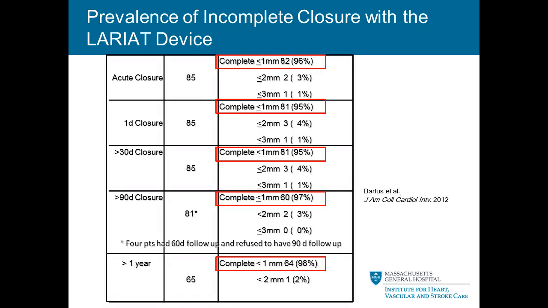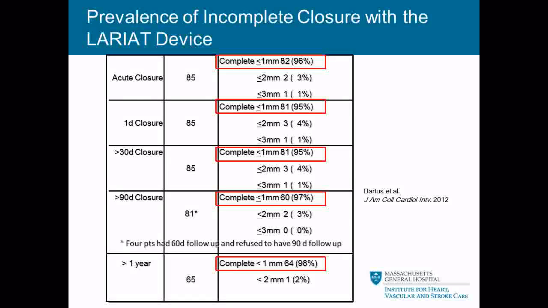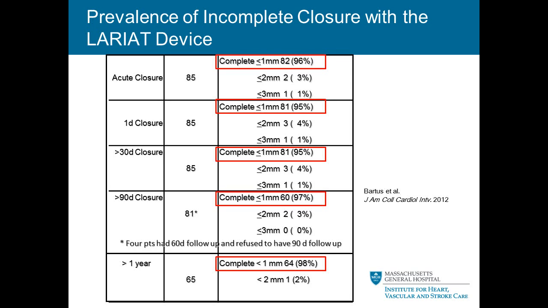We'll move now to the epicardial device, or the Lariat device. This is from a publication from Dr. Bartus and Dr. Lee. This is the initial experience with this device, 85 patients, and here are the rates of closure. Complete closure in this study was defined as either complete or the presence of less than 1 millimeter leak. And here are the percentages. So in general, over 96% of all the patients had either complete or less than 1 millimeter leak.